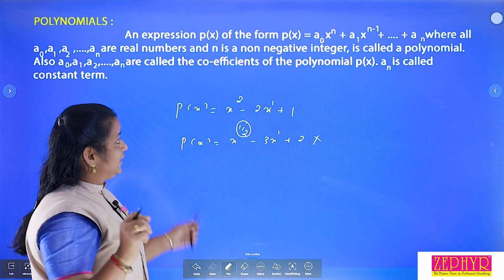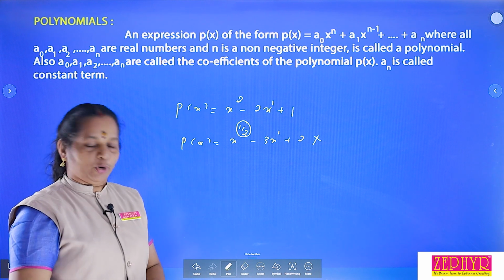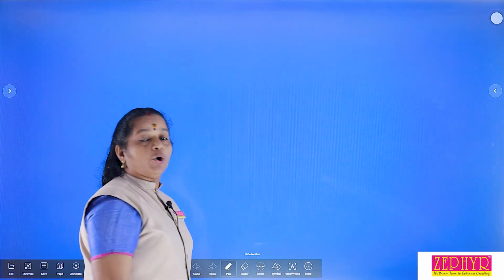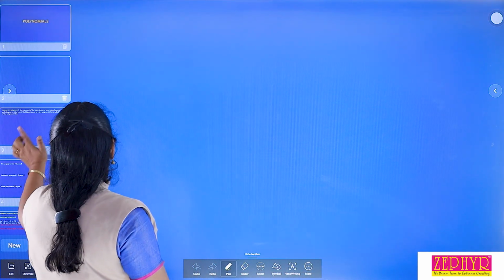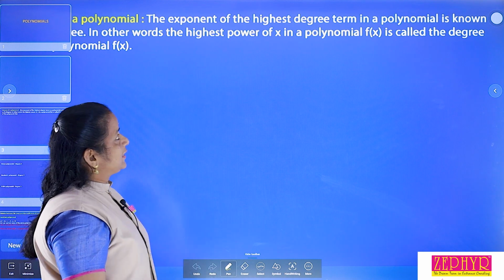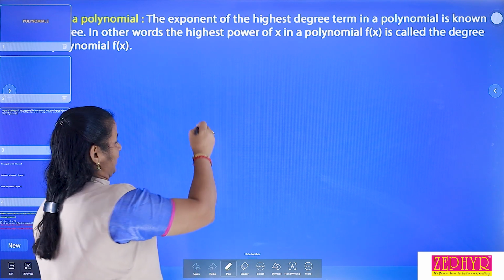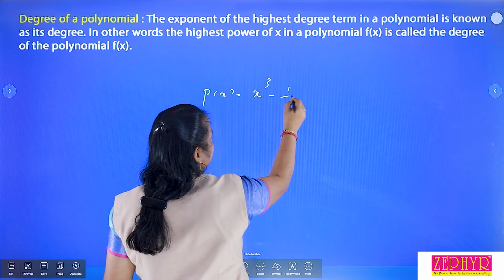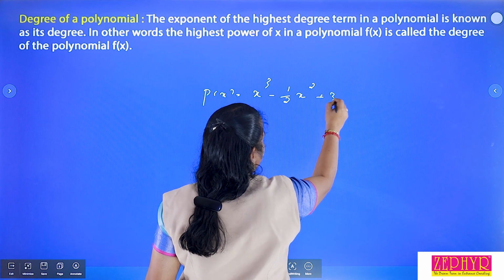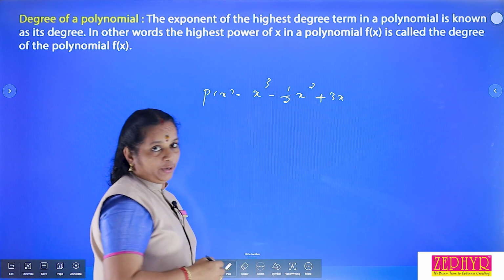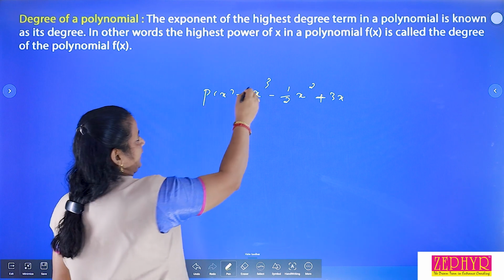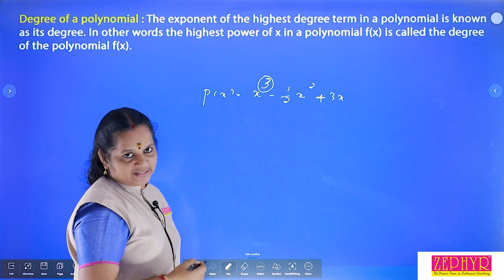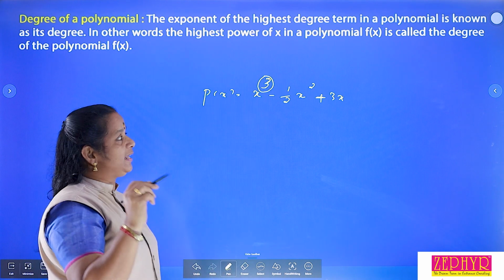This is the first thing we discussed in this chapter: what do you mean by a polynomial? Secondly, we talk about the degree of a polynomial. What do you mean by the degree of a polynomial? Degree of a polynomial means the exponent of the highest power. For example, p of x is equal to x cube minus 1 by 2 x square plus 3x. This is an example of a polynomial and the highest exponent here is 3. So we say that the degree of the polynomial here is 3.